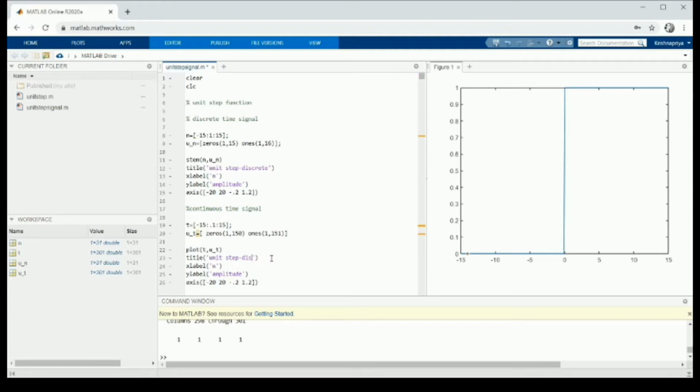Title becomes continuous, x label t, and y label will be amplitude, and for the x-axis we can give minus 20 to 20, and for the y-axis we can give minus 0.2 to 1.2, and finally we can run the file.